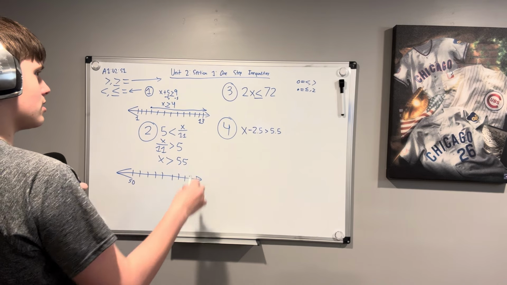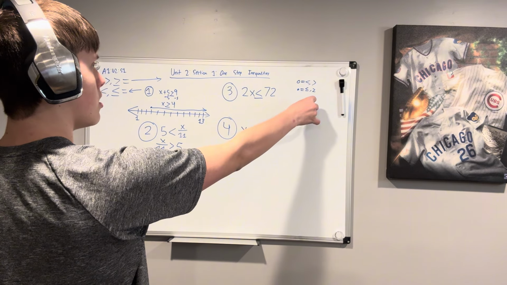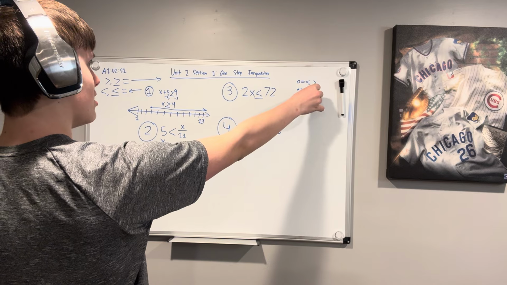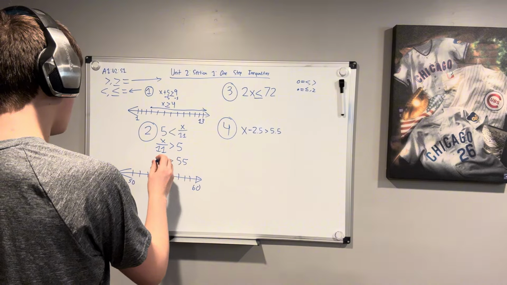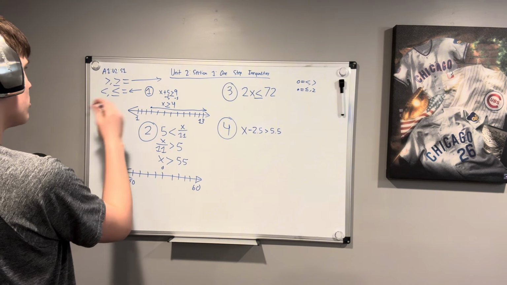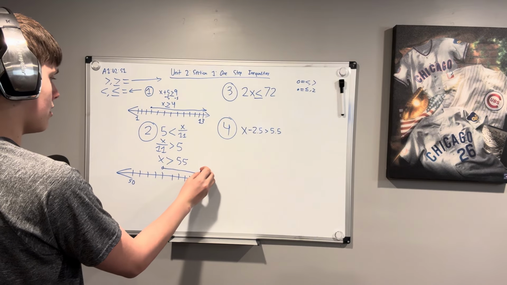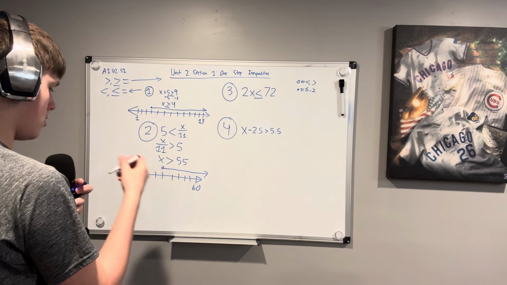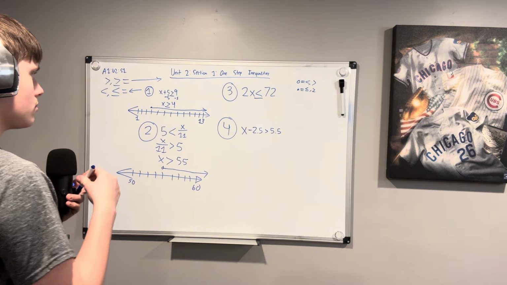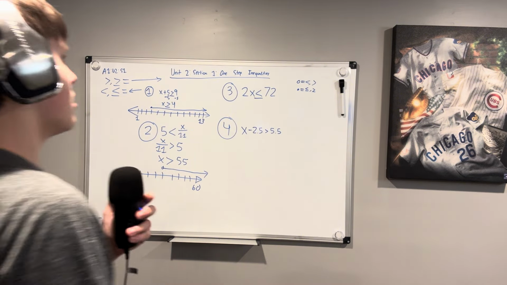Based on this, is this going to be a dot or a circle? A dot, good, because this one right here matches up. So put a dot, and then greater than, so is it going to go to the right or the left? The right, good. So that will be our inequality. There's that. Great job. Let's go ahead and move on.